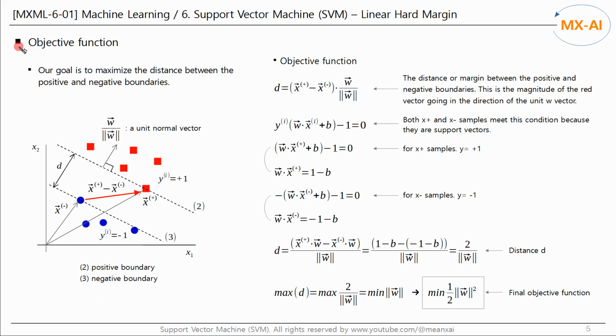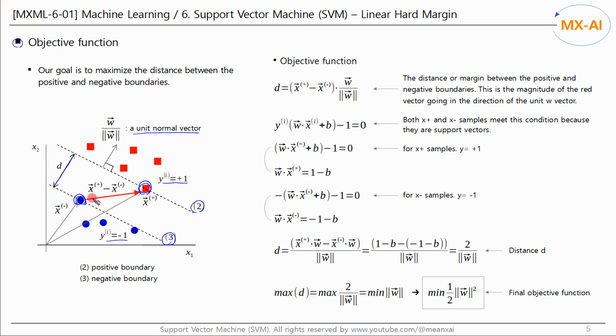Now let's create an objective function for SVM. First, let's find the distance between the two boundaries 2 and 3. This is the unit normal vector of the decision boundary. We then use two support vectors, x minus and x plus vectors, on the positive and negative boundaries. The x minus vector is a data point with class negative 1, and the x plus vector is a data point with class positive 1.